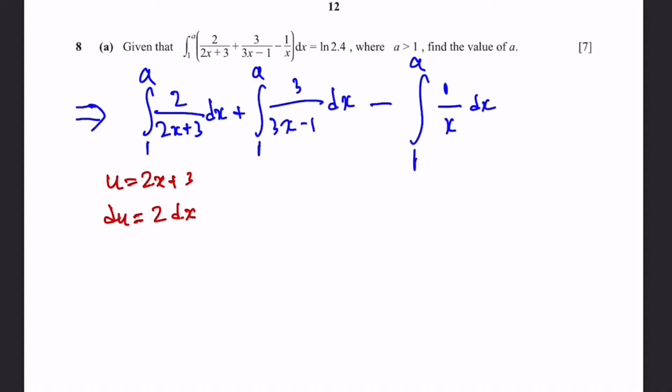So the integral from 1 to a of 1 by u du, since 2 dx will become du, and 2x plus 3 is u, so 1 by 2x plus 3 is just 1 by u.